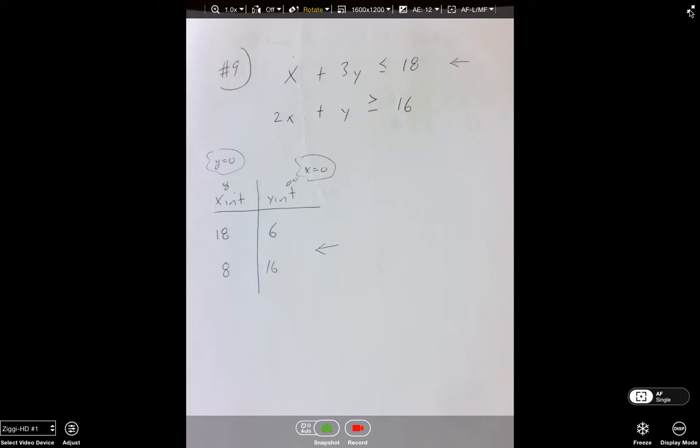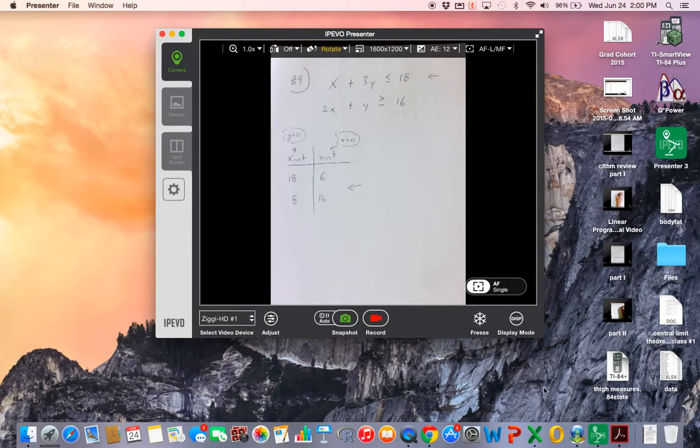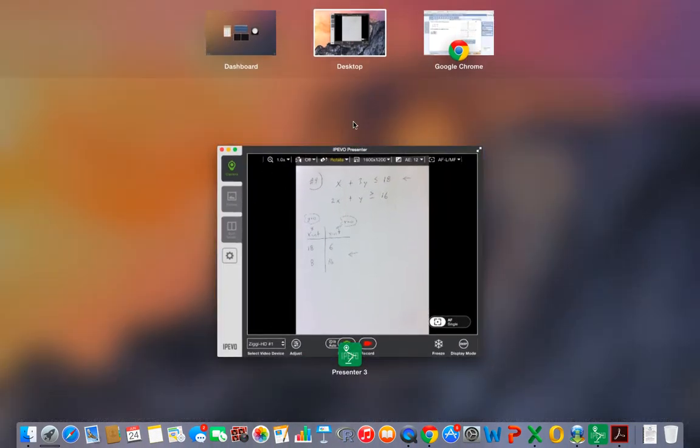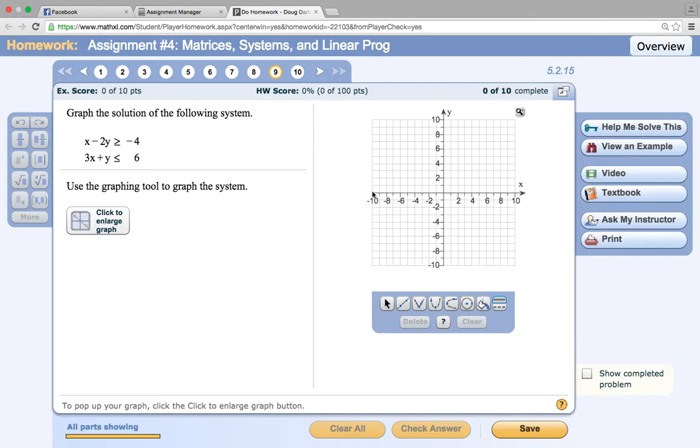Now, let's go ahead and, I don't think I'm going to be able to use this problem now that I think about it. Let me show you why. Yeah, see, my x and y intercepts only go out to 10.